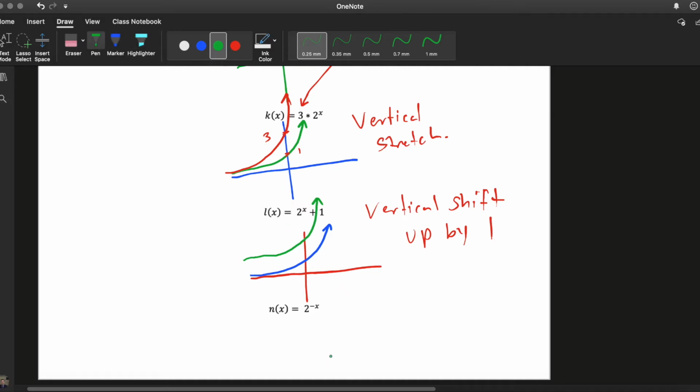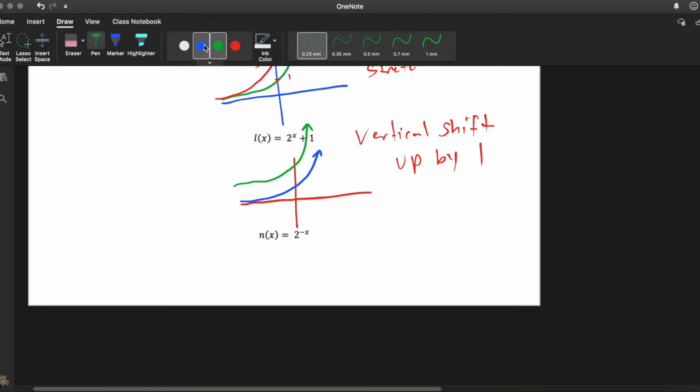And then finally, here, we have a reflection. Now, is it a reflection over the x or over the y? Well, again, you ask yourself, is it affecting just the x or the whole equation? This is affecting just the x, so it's actually going to be a reflection over the y-axis. So this is going to look a little bit something like this.